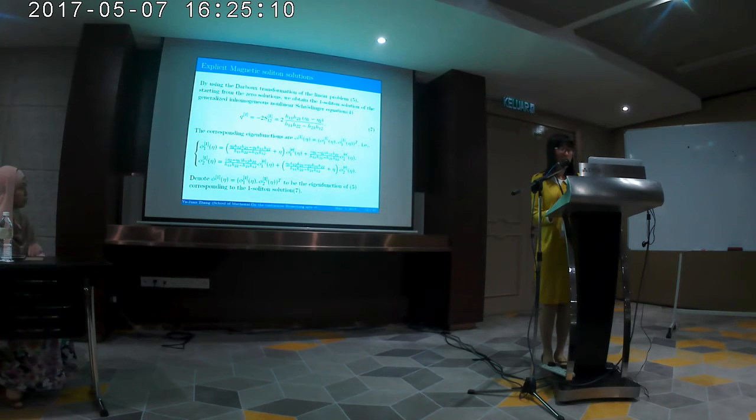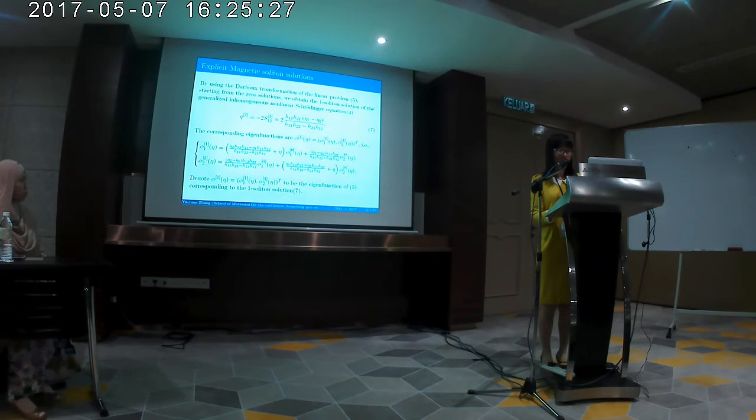At last, we can get the explicit magnetic soliton solutions by using the Darboux transformation. We started from the zero solution and obtain the one soliton solution of the generalized nonlinear Schrödinger equation 4. Then we can get the eigenfunctions. And here we denote, this is just some notation.